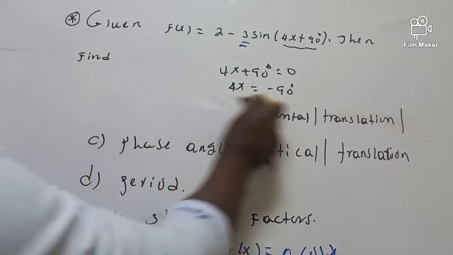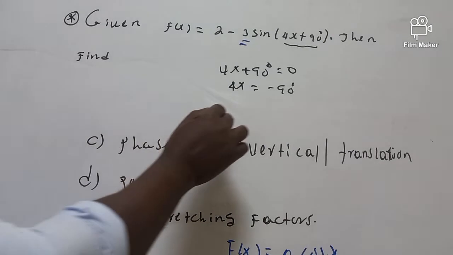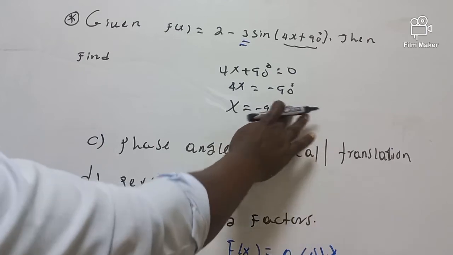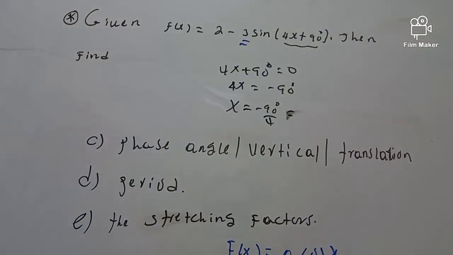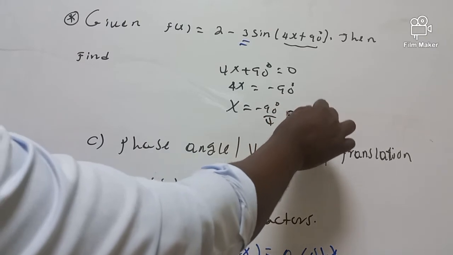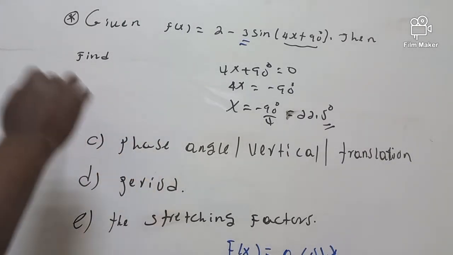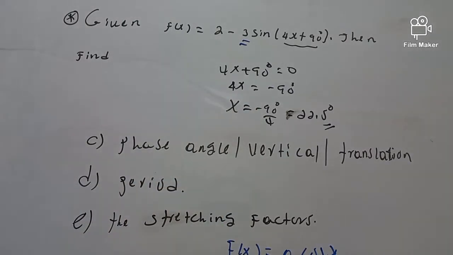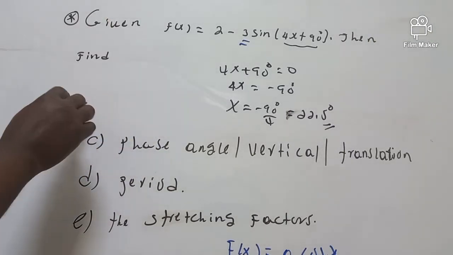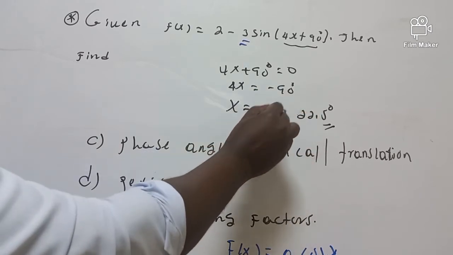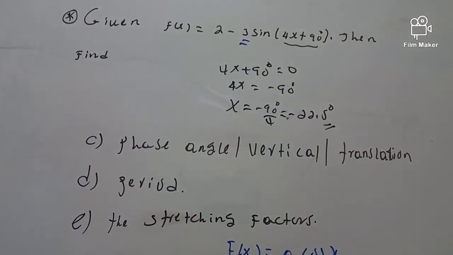And this is equal to, so x will be negative 90 degrees over 4, which is 22.5 degrees in magnitude, the horizontal translation of this problem. Hence the horizontal translation vector or phase shift is 22.5 degrees, or else we can put it in this form. I think this is negative, so this is negative 22.5.